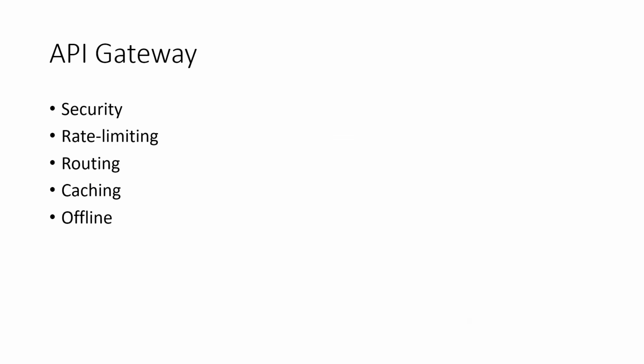Similarly, these APIs will connect to some backend. So how do we ensure appropriate routing of this API to the corresponding service in the backend? Caching: if the API has certain data, you don't want to hit the backend every time, so you want to cache the data in the API. Offline capability: what if the backend or some service is down? Can the API still function without the backend? So these are some of the sample capabilities an API gateway gives, but there's a lot more to it. This is just a glimpse of what an API gateway can do.